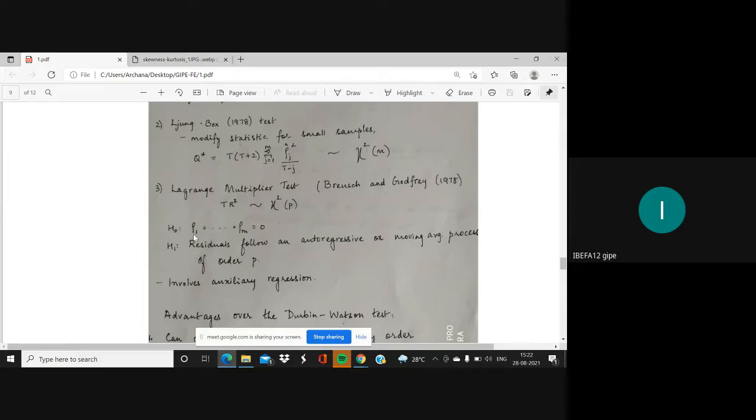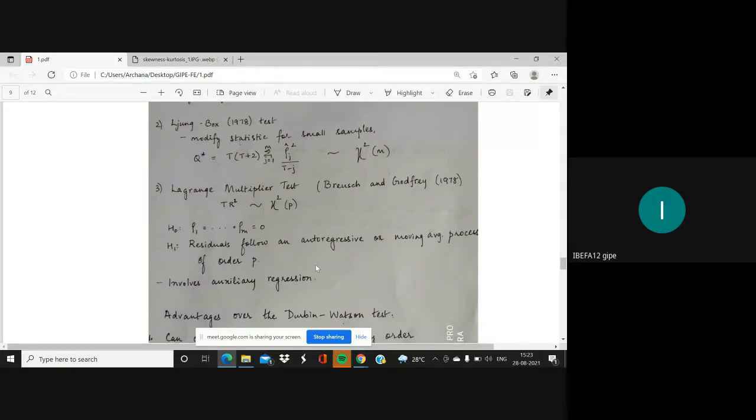Now when you're running this test, basically you have to carry out an auxiliary regression. So what you do is run the initial regression, from that extract the errors or the residuals, then regress those residuals on the explanatory variables from your regression model. Along with the explanatory variables, you will also regress the errors on the lagged values of the errors, up to some order p. So by carrying out such an auxiliary regression, you can carry out this test here. And the null here is that all the autocorrelation coefficients are jointly equal to 0. The alternative is that the residuals follow an autoregressive or moving average process of order p. So basically there's some serial dependence or linear dependence of the errors on their own past values.